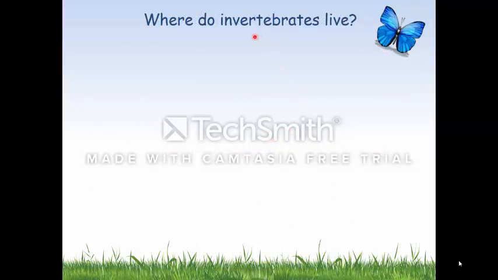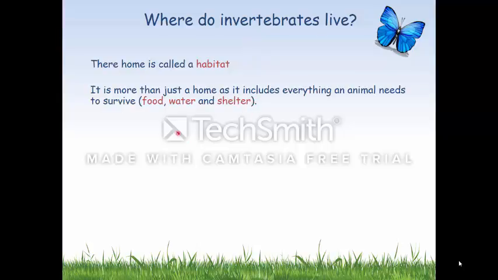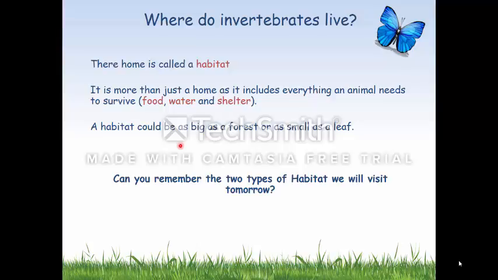So where do these invertebrates live? Well, their home has a special name: the habitat. So habitat is not just a singular place, it's actually an area where they get food, water, and shelter. And a habitat can be as big as a rainforest or as small as a leaf. So can you remember now the 2 habitats we plan to visit tomorrow?